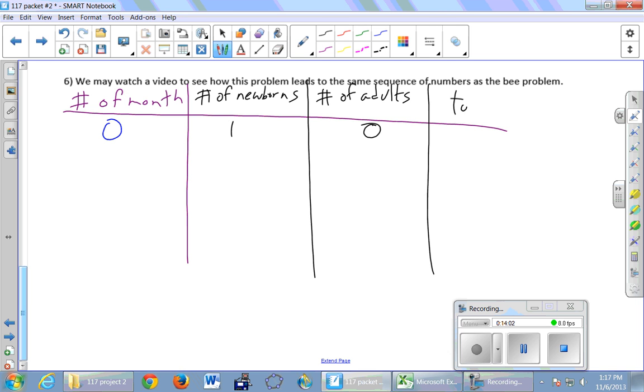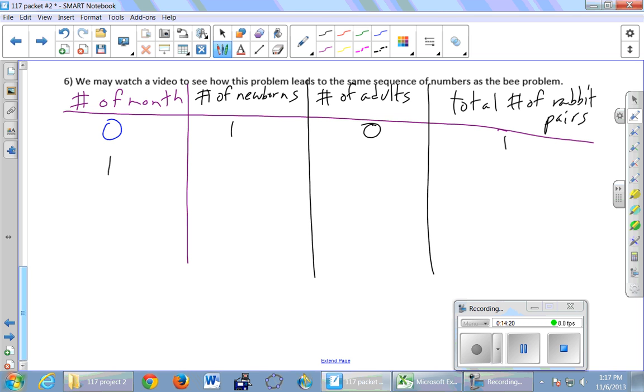And so then I'm going to put here total number of rabbits. All of these are pairs, by the way. I'm saying rabbits, but I always mean pairs of rabbits. So there we have 1 pair of rabbits. They are baby rabbits, no problem.